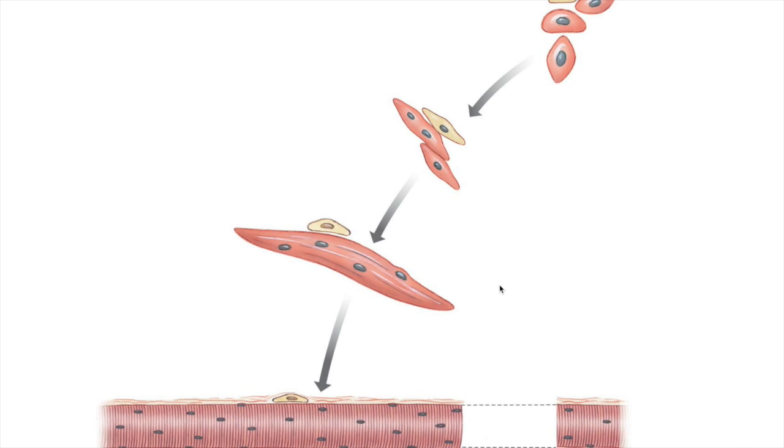The reason muscle cells are so long, and the reason they have more than one nucleus per cell, is because of the way they're formed. They're formed when several of these myoblast cells fuse together to form a large multinucleate muscle cell. And some of these myoblast cells will remain around in the mature muscle cells, and they'll help with muscle repair if that muscle is ever damaged.